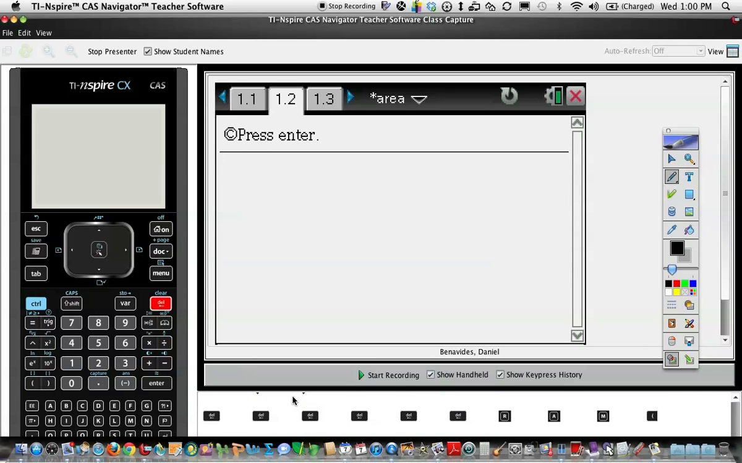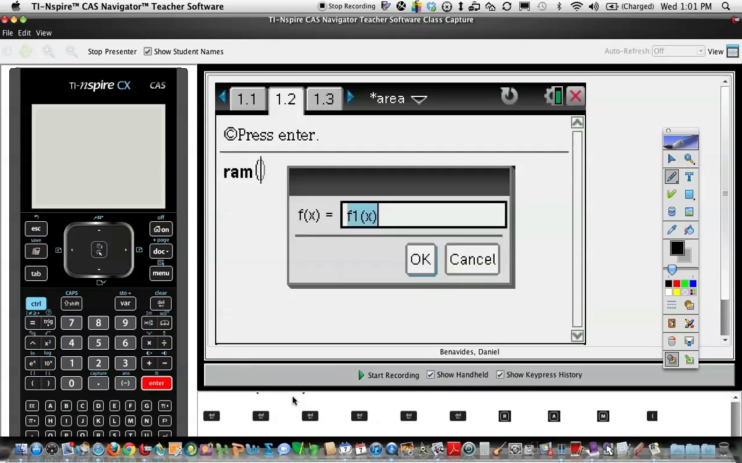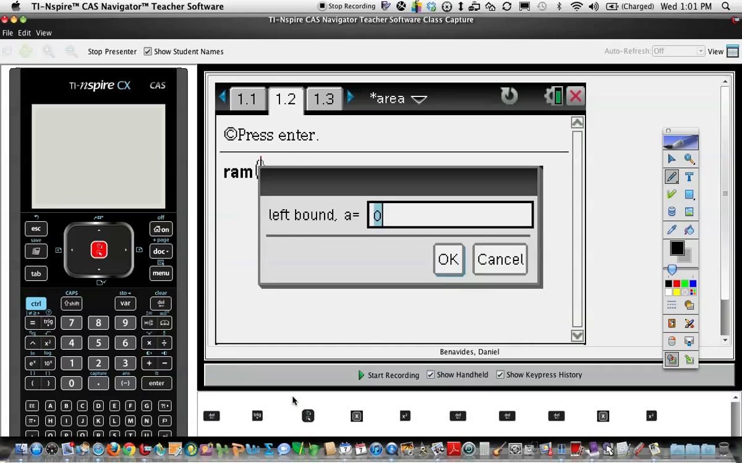Okay, so type RAM and then the parentheses, hit a left parenthesis. Now go ahead and hit enter. Some of you have already. It comes up and it says you'll get left, right, midpoint, blah, blah, blah. Okay, press enter. Now you type in your function. So go ahead and delete that out of there. And we're going to type sine of x squared. Okay? That'll work.